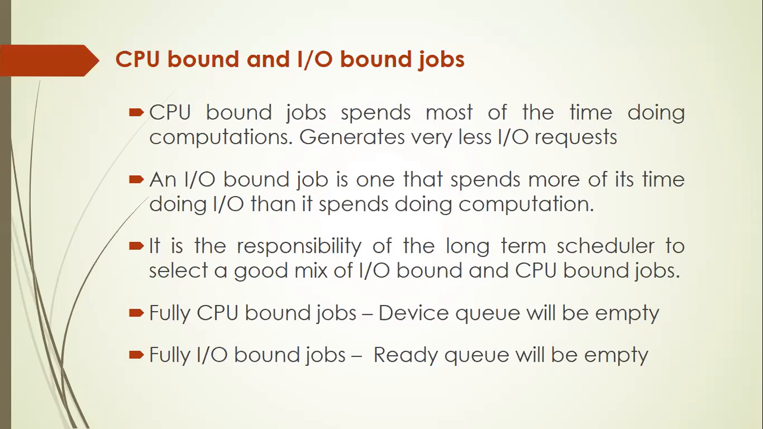Therefore, bringing the program from the job queue to the ready queue is the responsibility of the long-term scheduler. The long-term scheduler first has to identify, out of the jobs available in the job queue, a group in which some jobs are CPU bound and some are IO bound, then bring that group into the ready queue. It is the responsibility of the long-term scheduler to select a good mixture of IO bound and CPU bound jobs for better utilization of the CPU as well as the input output device.